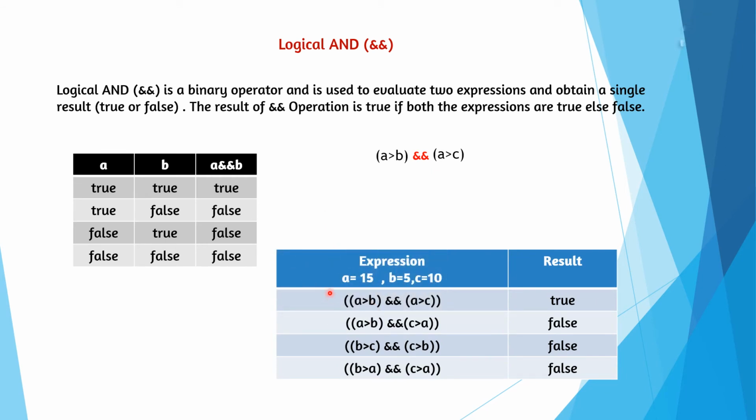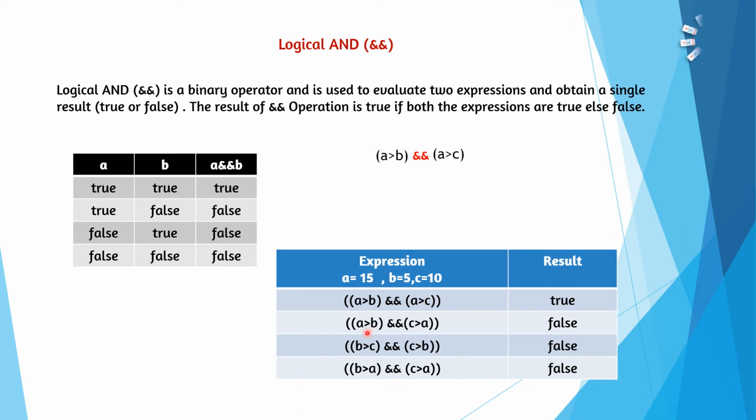In this case, the values are given. A is 15, B is 5 and C is 10. So we can analyze the question. A greater than B: 15 is greater than 5, so the first condition is true. And A greater than C: 15 is greater than 10, so the second condition is also true. So both the conditions are true, that means the result will be true. Here one extra bracket we will put if we are using brackets in between.